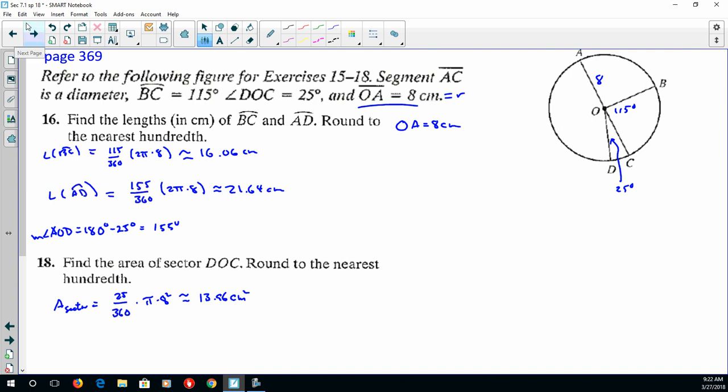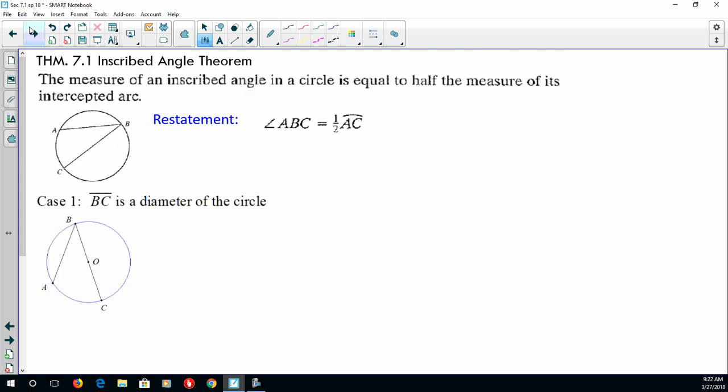Now we come to the main theorem in this section, called the inscribed angle theorem. An inscribed angle is an angle with the vertex on the circle. So the vertex is a point on the circle, and each side of the angle intersects the circle in other points. This is not an inscribed angle because this side does not intersect the circle. This is not an inscribed angle because the vertex isn't on the circle.